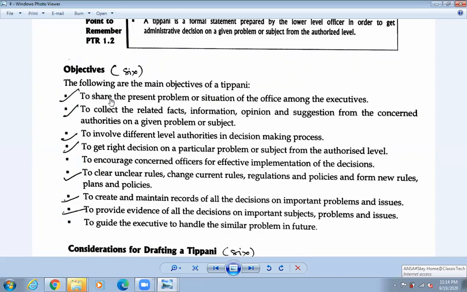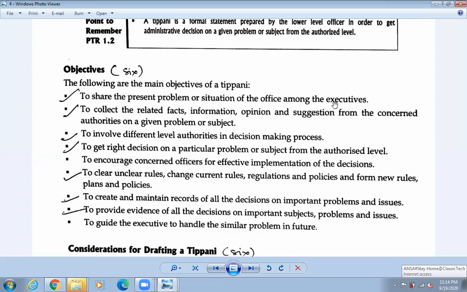It is needed to share the present problem or situation of the office among the executives. So what is the problem? Who knows? The lower level staff will know, because they have to work. If they are bound by some rules, that rule should be changed. The upper level will not know it. Who will know? The lower level staff will know.